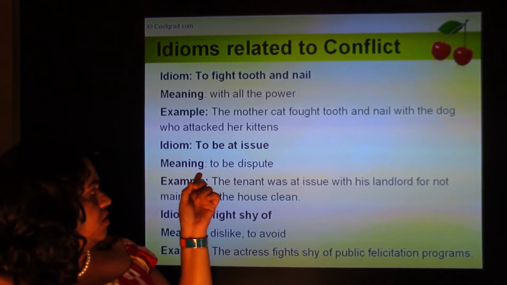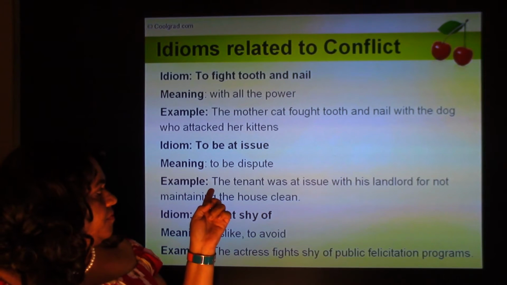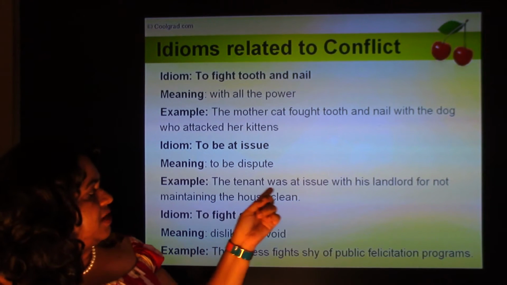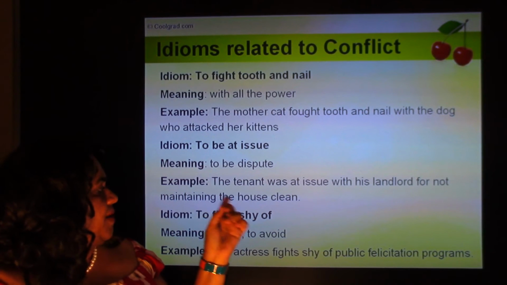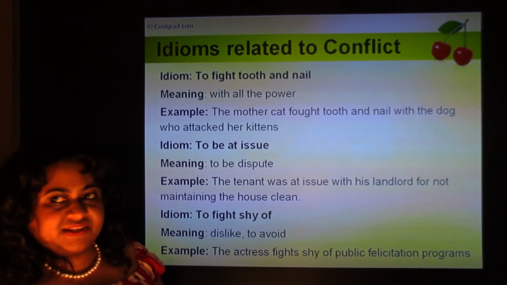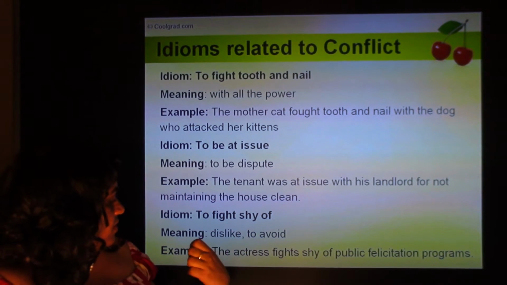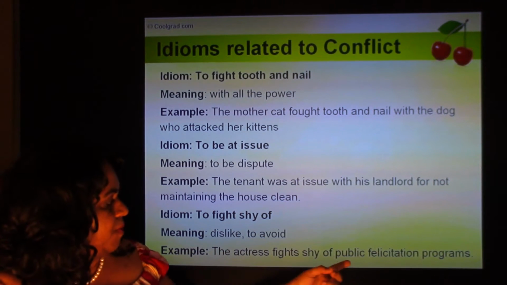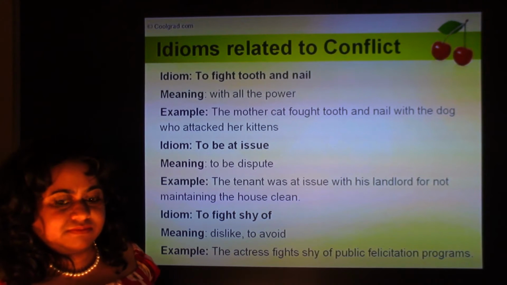To be at issue means to be in dispute. It's to be at dispute with someone. The tenant was at issue with his landlord for not keeping the house clean. Idiom to fight shy of means to dislike, to avoid. Example, the actress fights shy of public felicitation programs.